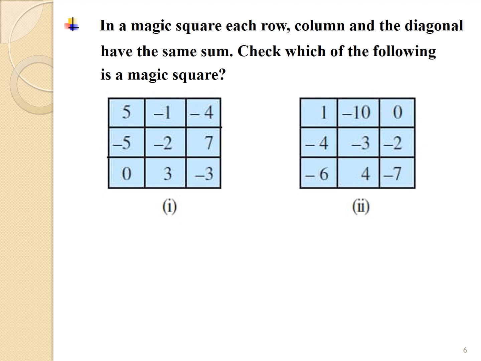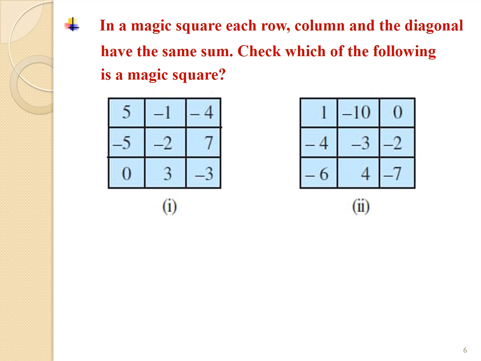Now, question number 7. In a magic square, each row, column and the diagonal have the same sum. Check which of the following is a magic square. Students, in this question, there are two squares, namely square 1 and square 2. And we have to write whether the given squares are magic squares or not.